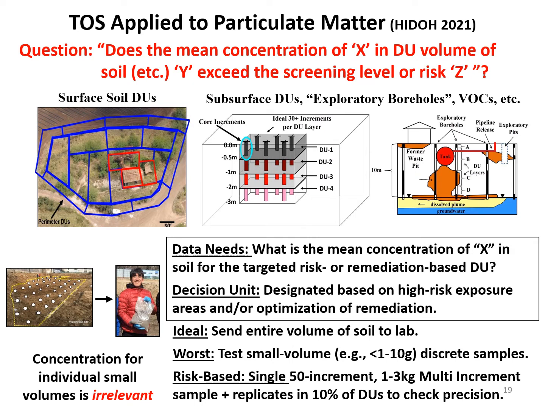So the next thing you do is define the decision unit. What's the specific area and volume of soil that you need to test? Well, this is designated based on high risk exposure areas or optimization of remediation, these type of issues. Again, we discussed this in other presentations. I'm not going to go into it in a lot of detail here. So ideally, once you identify this area and volume of soil, the ideal thing you could do is just dig it all up and send the entire volume of soil to the laboratory so they could extract it. It's one big mass, one big sample, if you want to call it that.